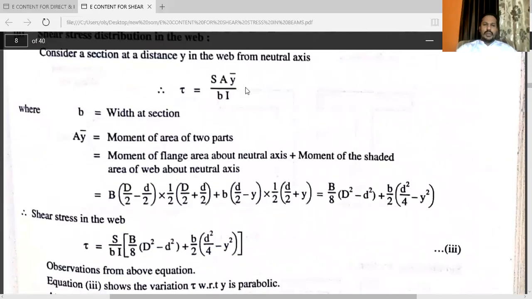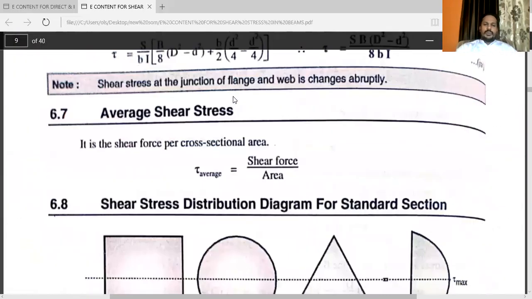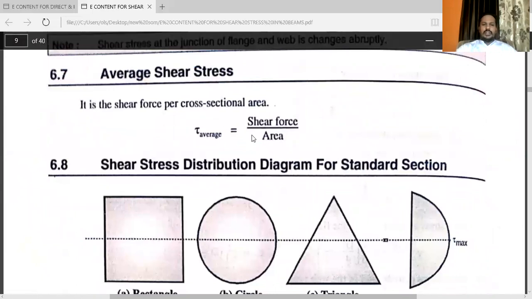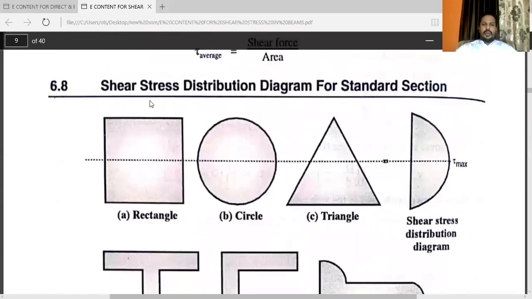This one formula is very important. Tau is equal to S into A into y bar upon B I. So average shear stress is nothing but tau average is equal to shear force upon area. See, this is very important.